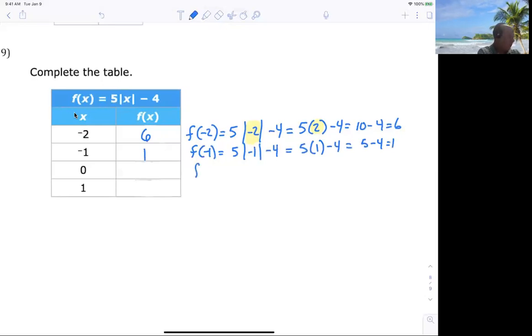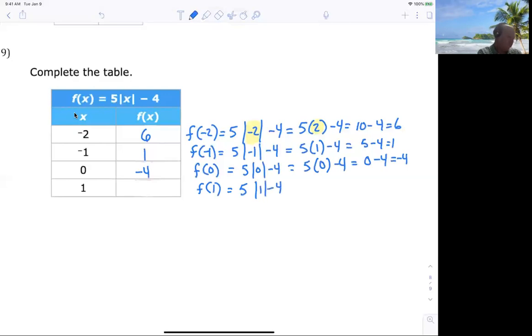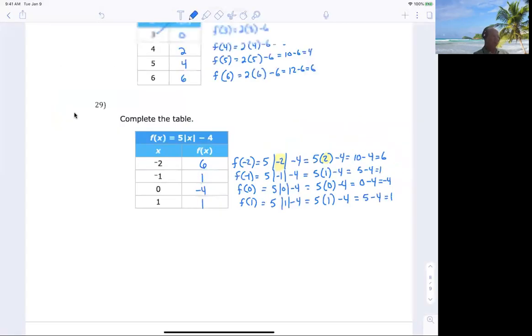Now, f of 0, 5 times the absolute value of 0, minus 4, 5 times 0 minus 4, 0 minus 4, negative 4. Now we're going to do f of 1, the absolute value of 1, 5 times 1 minus 4, 5 minus 4 equals 1. So that's it.